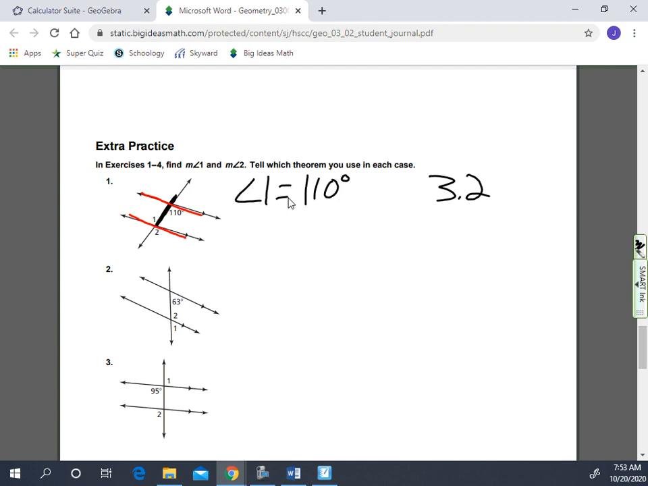Then we can find the measure of angle 2. That's vertical angle to angle 1, so that's going to be 110 as well. And there's no theorem that says anything about that, so we're just going to say vertical angles. Okay. For number 1.